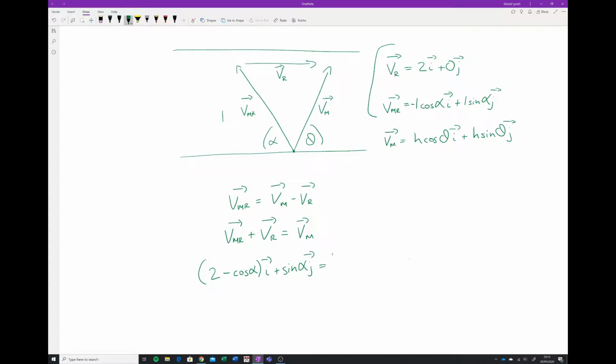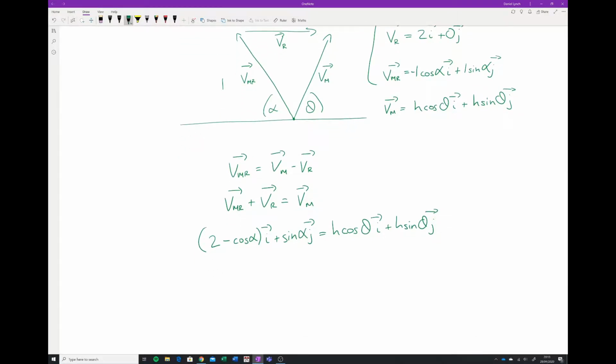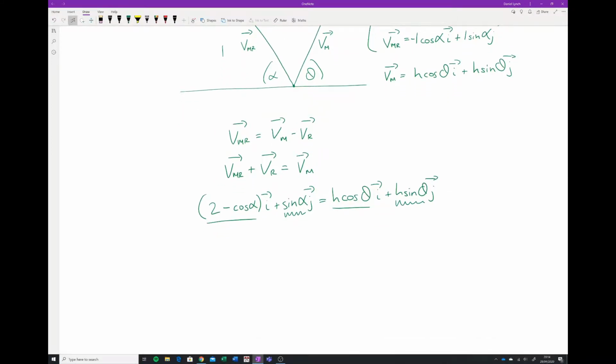And if you compare it to this, h cos theta i plus h sine theta j, we know that it is equal to that, and this is the best way that we can write it. Now it turns out that h cos theta has to equal 2 minus cos alpha, and sine alpha has to equal h sine theta.